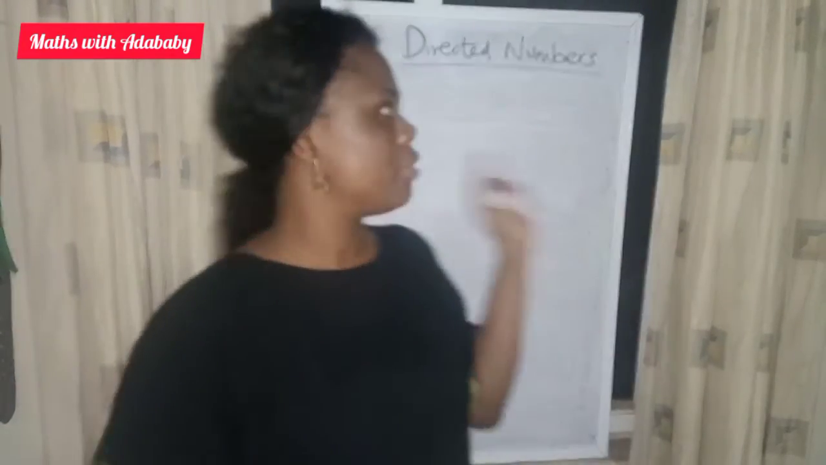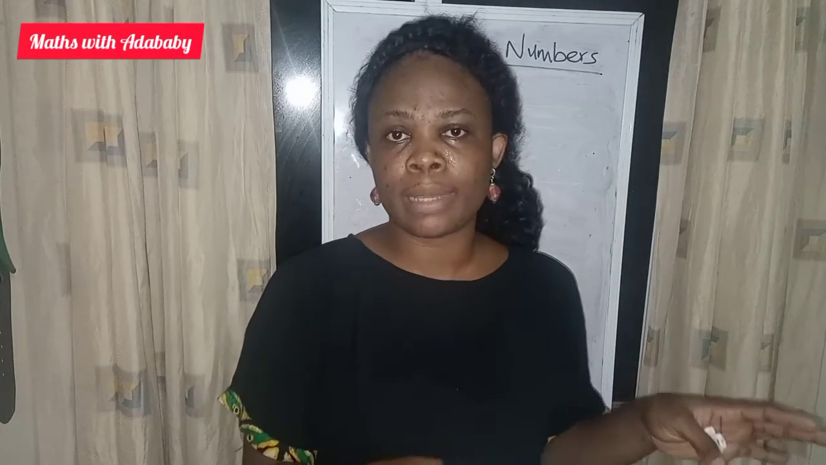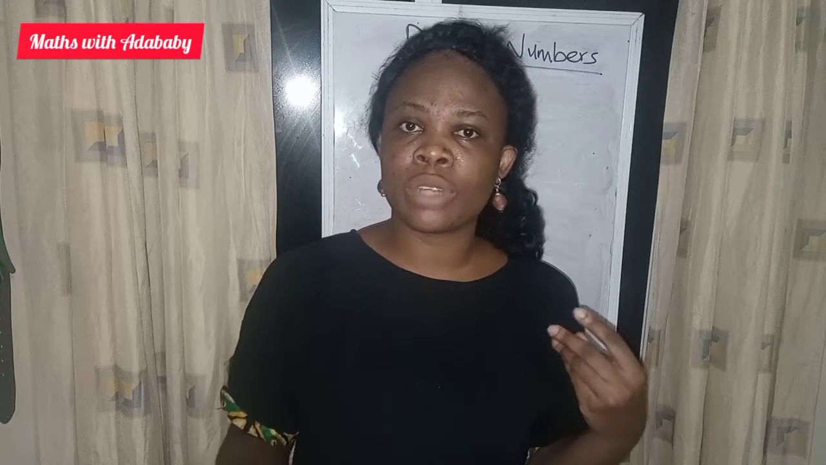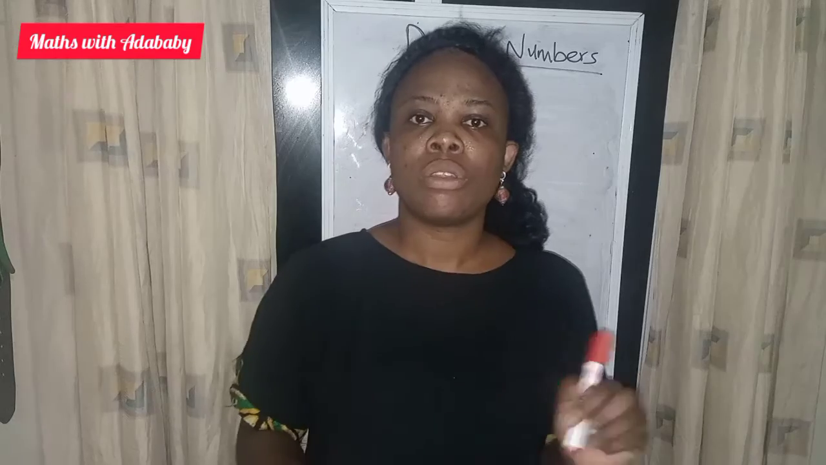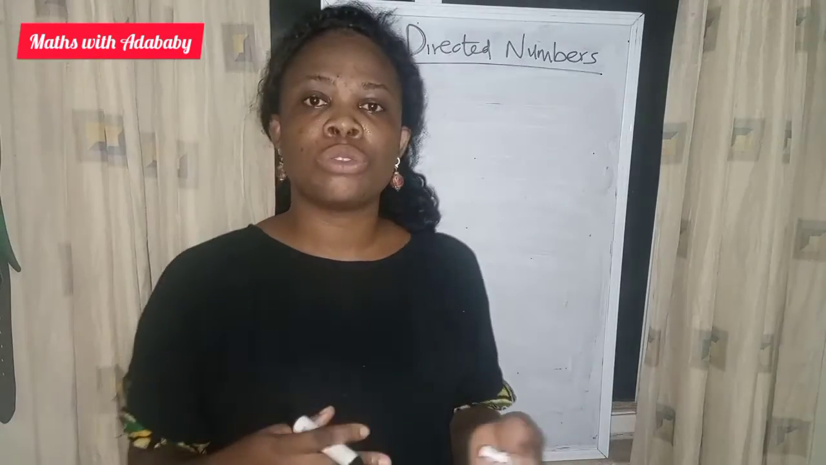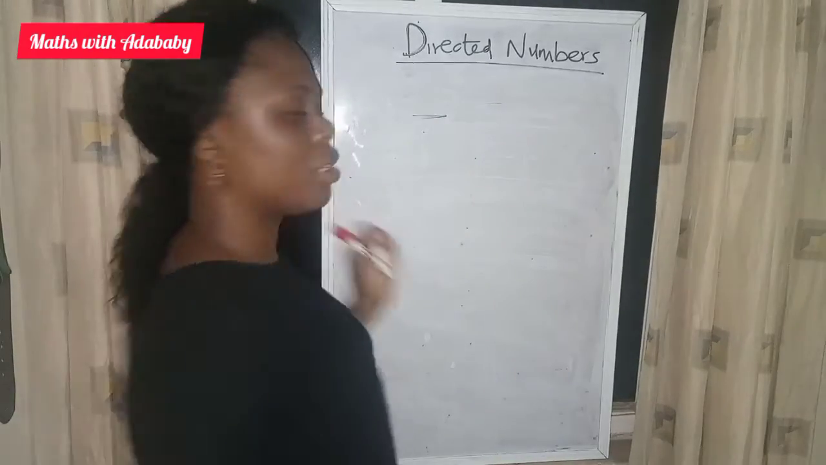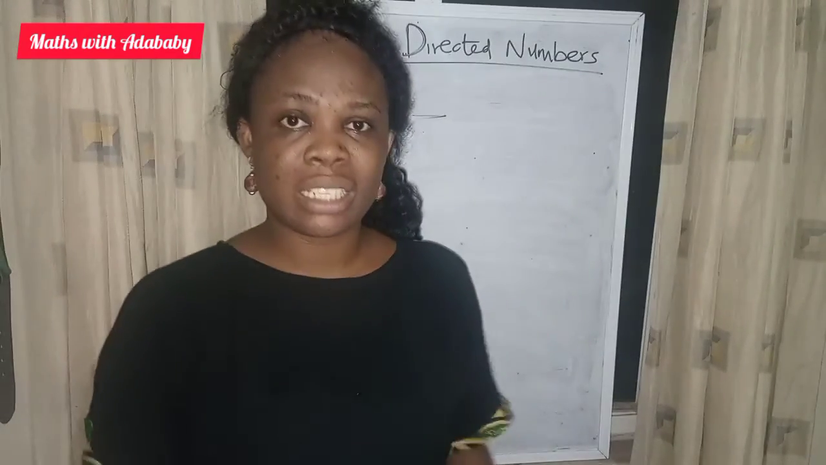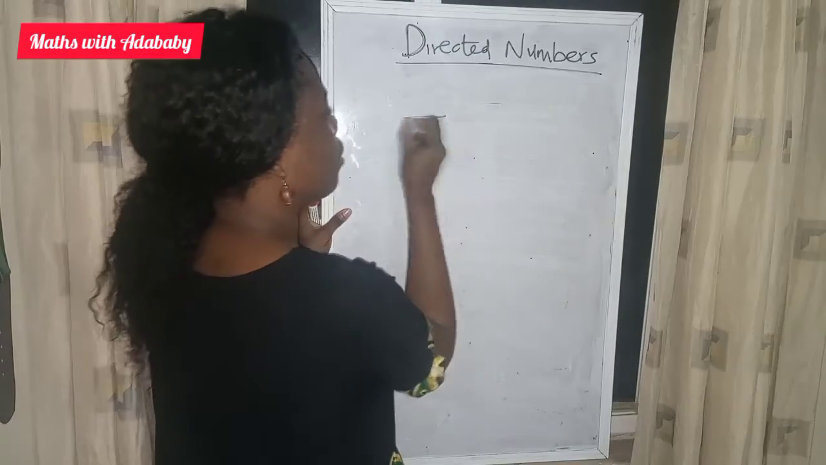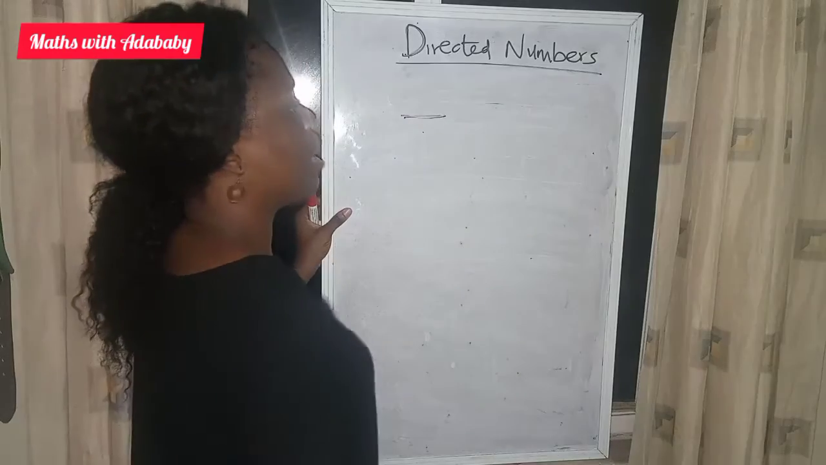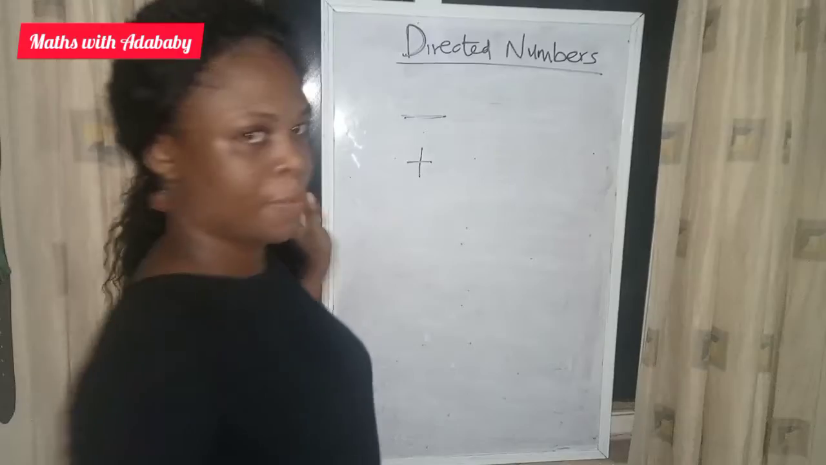So today I'll be talking on directed numbers. Directed numbers are usually the position or the direction of numbers. Numbers could exist in the negative direction or in the positive direction. Now, bear in mind that the negative direction is usually represented by the subtraction sign, which we know as the minus. And the positive direction is usually represented with the plus sign.